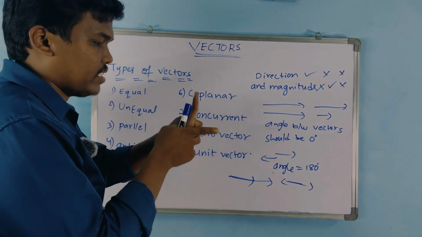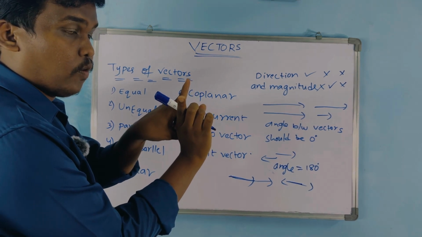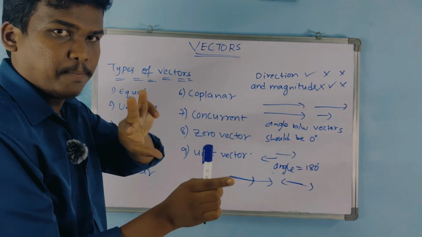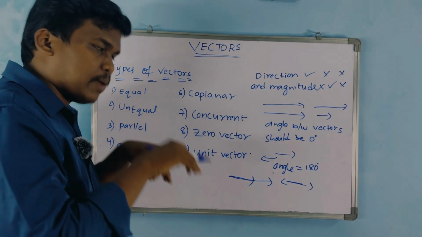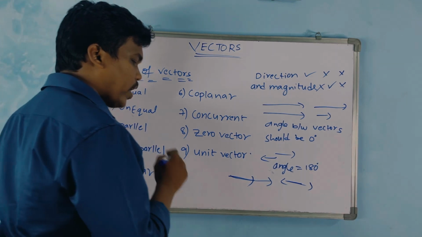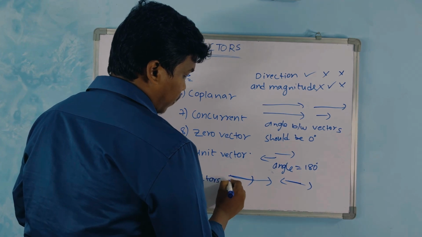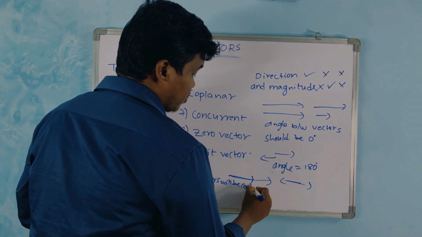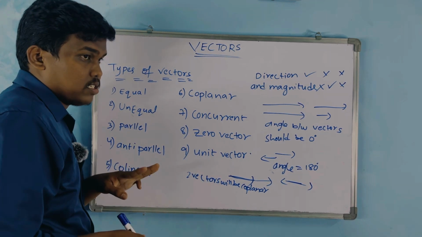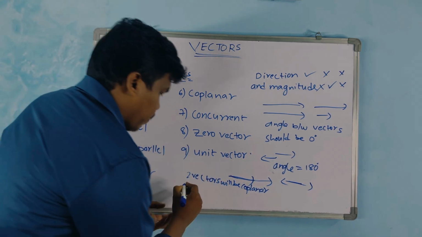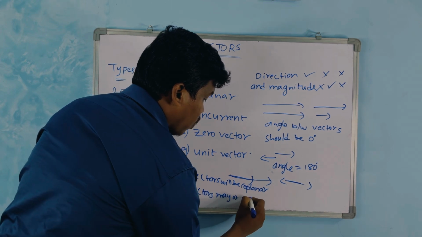For example, there is an xy plane, a yz plane, and an xz plane. There are three planes. Two vectors will definitely be coplanar, which means they lie on the same plane. But three vectors may or may not be coplanar.